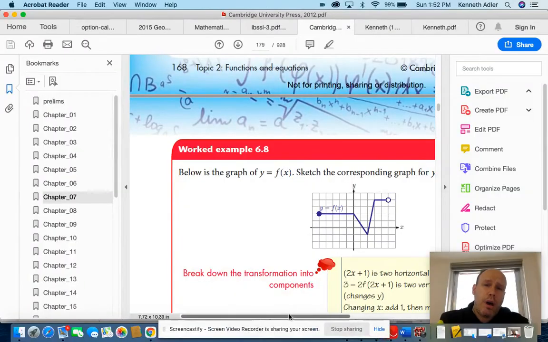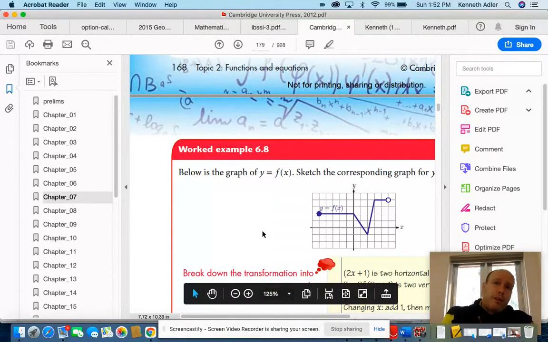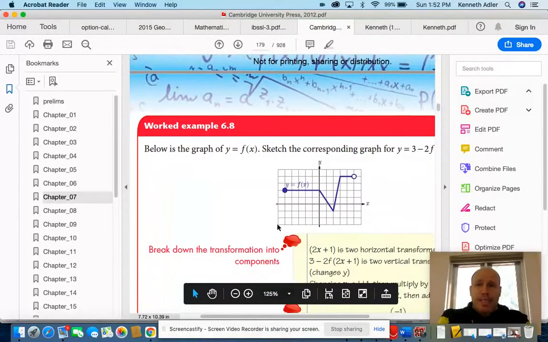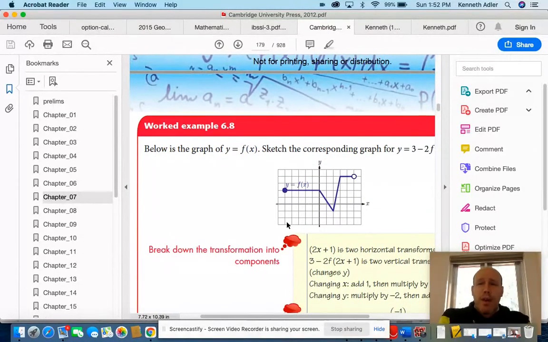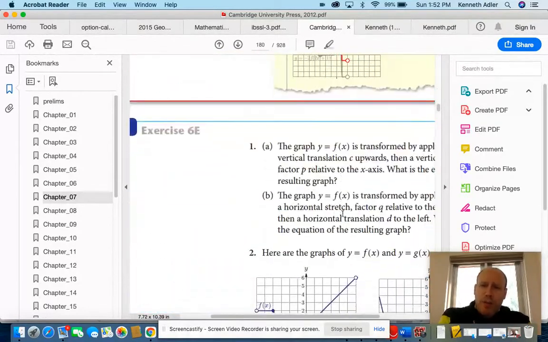Okay, so we just had the video presentation of the transformations, and I'm looking at the problems in the book, and what always made me nervous is they ask you to sketch the new graph after a set of transformations, and IB doesn't ask you to do that, but they ask you to describe the way we did. But then I looked at these and I said, wait a minute, we can actually have some fun with this. This can be interesting. So I went in the book and looked at page 168, and they said below is the graph, sketch the corresponding graph for y equals 3 minus 2f of 2x plus 1. And they asked you this a couple of times.